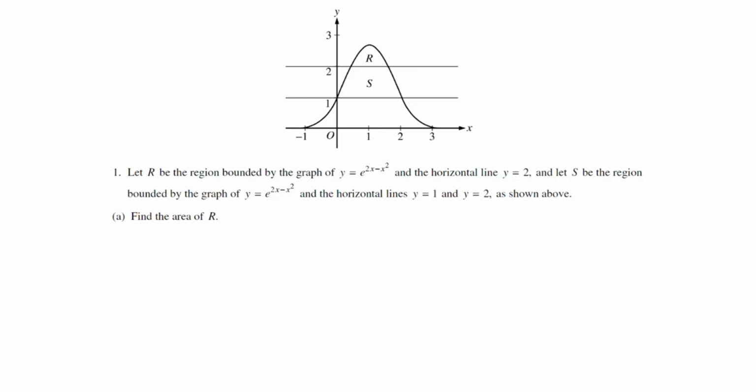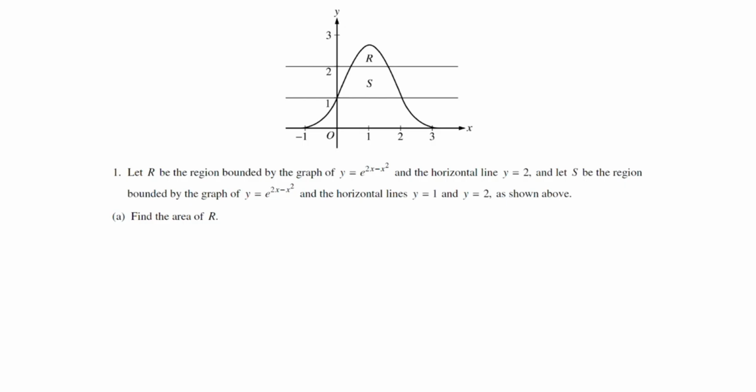All right, this is question number 1 from the 2007 Form B AP Calculus AB exam. It's an area and volume FRQ where we're looking first for the area of region R. And R is bounded by e to the 2x minus x squared and the horizontal line y equals 2. Region S, which we'll deal with in other parts, is just the part between y equals 1 and y equals 2 of e to the 2x minus x squared.